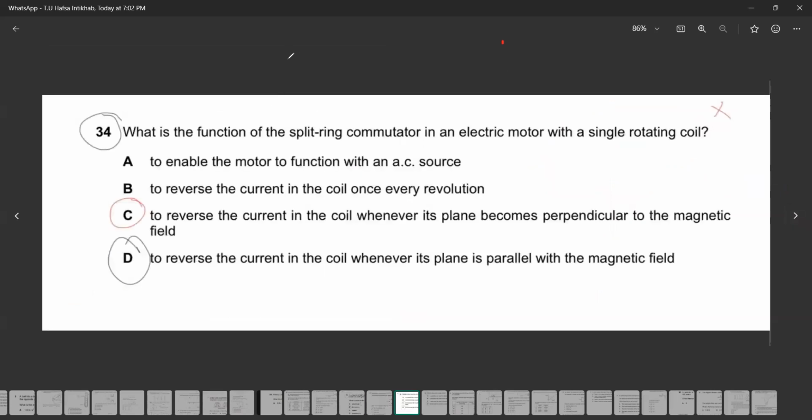What is the function of the split ring commutator in a DC motor? It reverses the direction of the current. These planes are never parallel; it's always perpendicular. For example, if this represents the split rings, this is split ring X, this one is split ring Y, and we have the sides A, B, C, D. When the current passes through it, it will rotate. So the sides will change. CD will be on the left-hand side, and AB will be on the right-hand side.